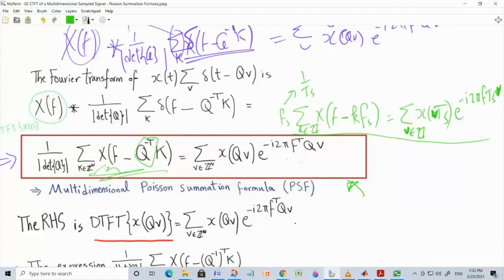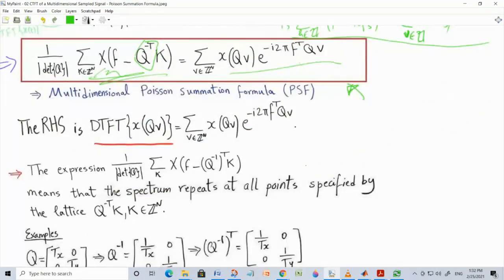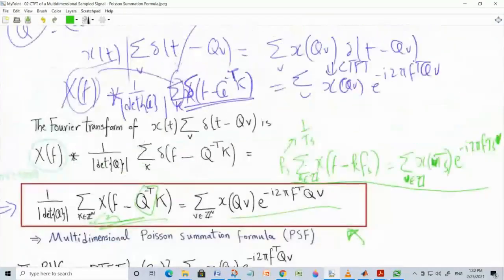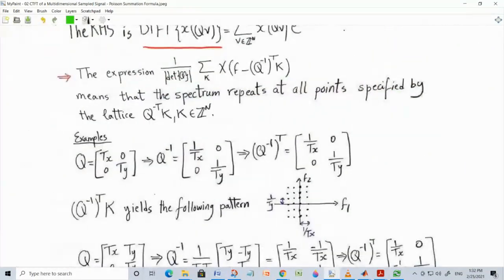And again, this side will be the DTFT of the discrete time signal. Okay, so the spectrum is periodized. Now in the frequency domain, the periodicity matrix is Q inverse transpose. So basically, what is Q inverse transpose? If Q is diagonal, you are doing rectangular sampling. So that's the simple case.